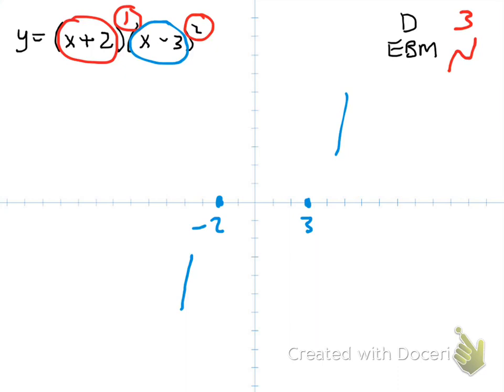So it's going to go, because of the multiplicity of 1 on the factor of x plus 2, which corresponds to that x-intercept. Since the multiplicity is 1, it's going to cross the x-axis at x equals -2. And then, because the multiplicity is 2 of the factor x minus 3, it's going to touch the x-axis at x equals 3.